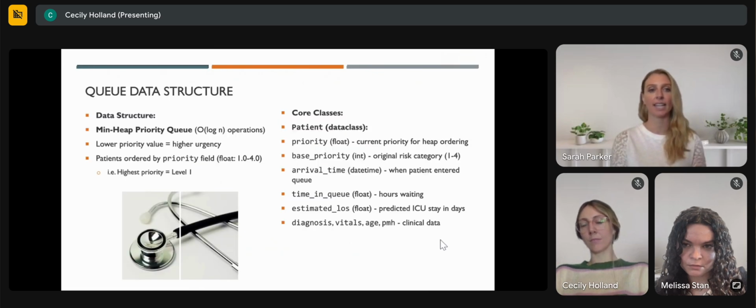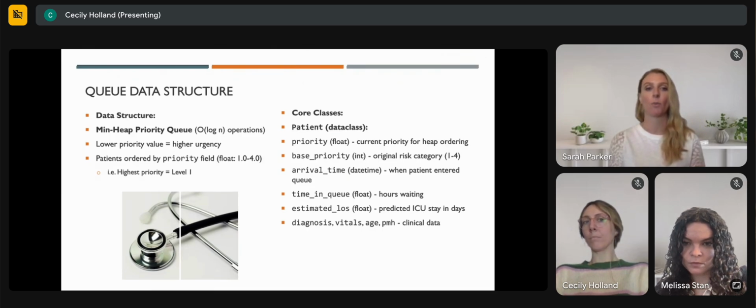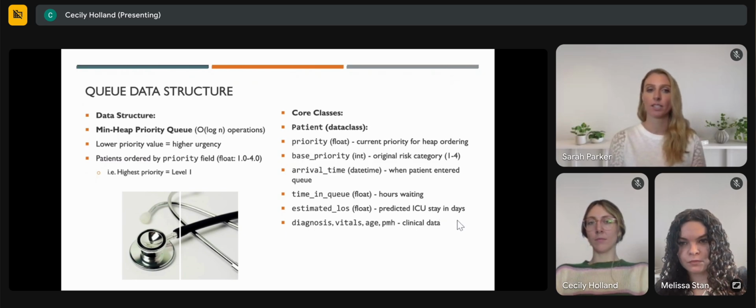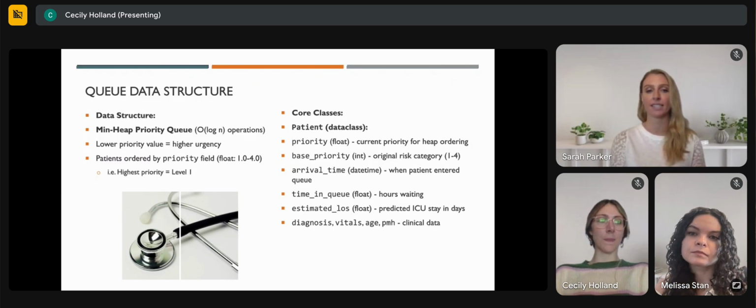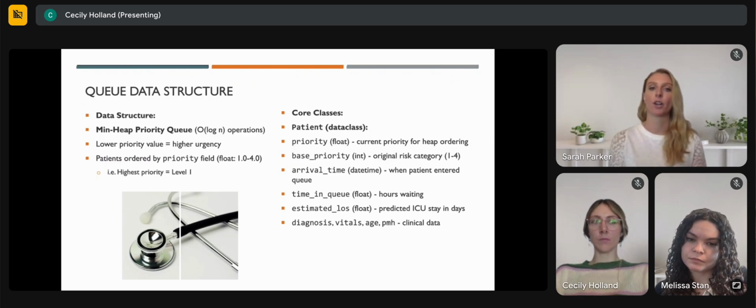The data structure is a queue data structure, and it is a min-heap priority queue because we are pulling those patients with a level 1 priority because they are higher urgency, and this runs in an O(log N) operation. In our data class, the patient's clinical data is saved in the queue, as well as how long they've been waiting in the queue and their current and their original risk categories.